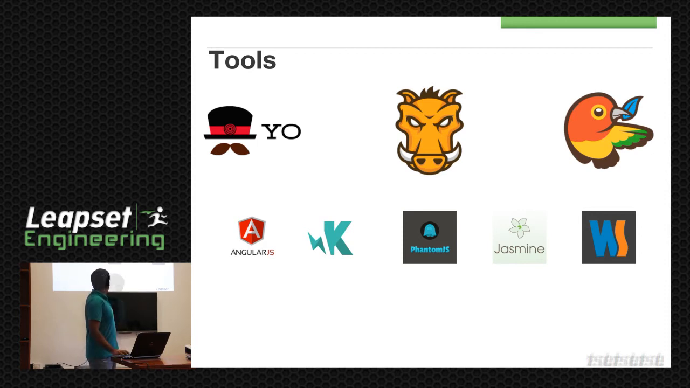AngularJS is the one that I'm using for the front end. AngularJS is a front end application framework. This is the testing framework. PhantomJS is a headless browser. So it's like, when you're testing your web application, you need to test it on the live browser, right? So PhantomJS is like a Chrome without the window.